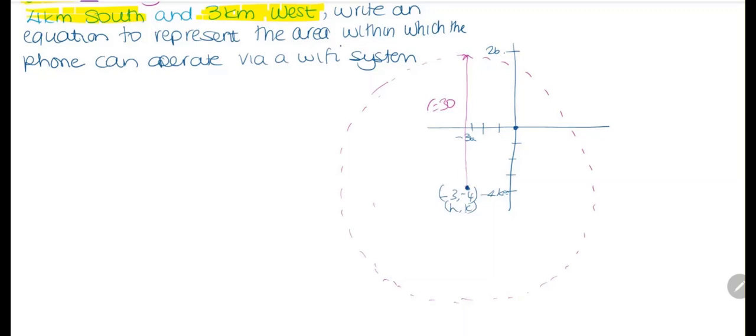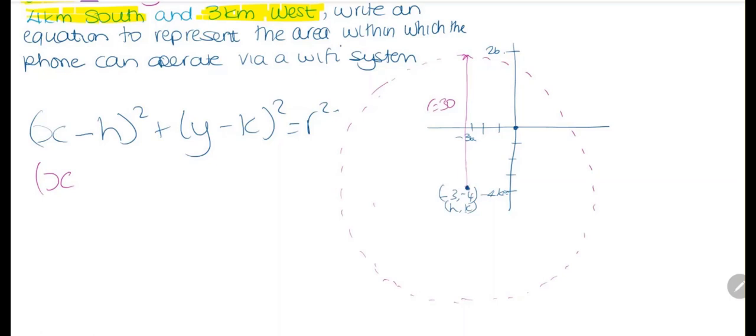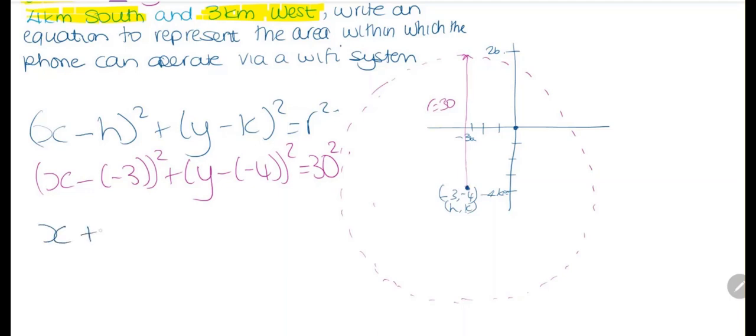So we need to write our equation. We're going to use x minus h squared plus y minus k squared is r squared, and substitute the values. This time h is minus 3, so it's going to be x minus minus 3 squared, and k is minus 4, so that's going to be y minus minus 4 squared, and our radius is 30 squared. So x plus 3 squared plus y plus 4 squared is 900, and there's our equation.